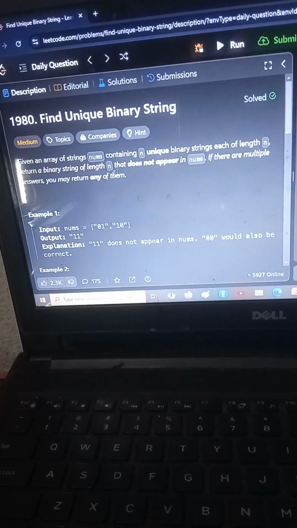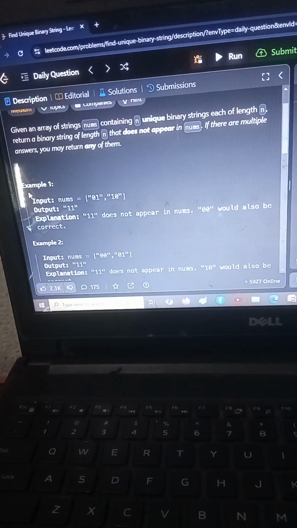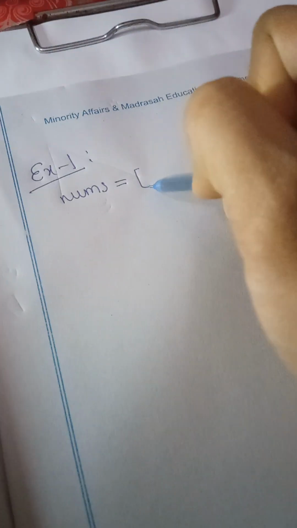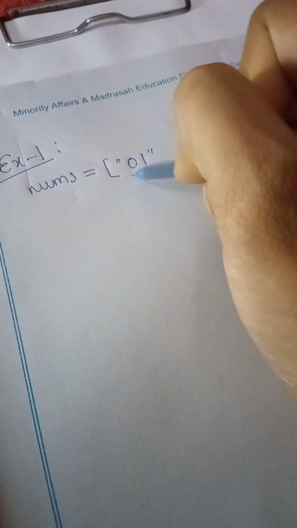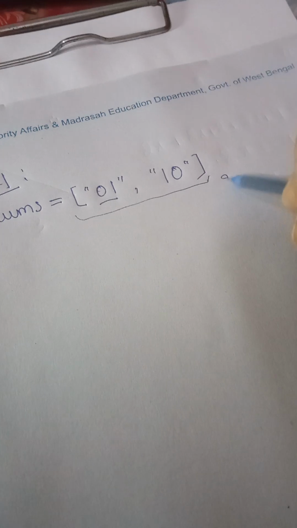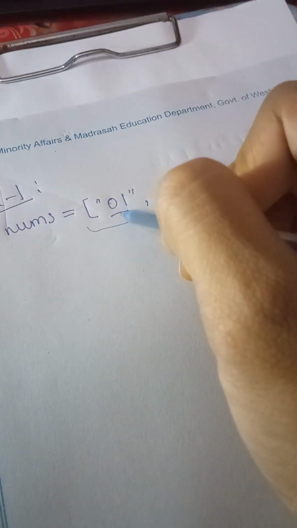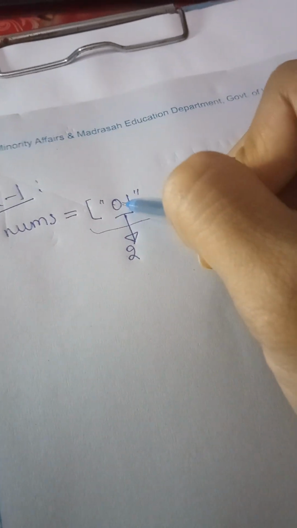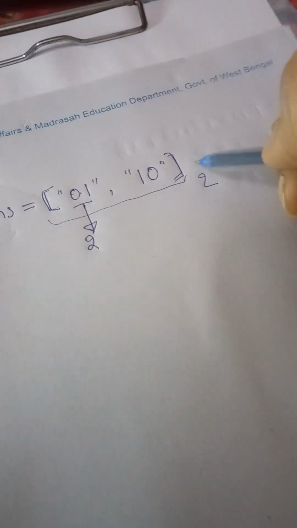So what the problem is saying, I am explaining that you can look at example one. The example says that the input nums array is 0 1, this is a binary string, the first binary string, and this is the second binary string. This is an array of length 2 and each of the strings is also of length 2.